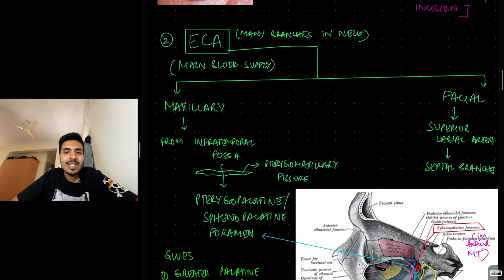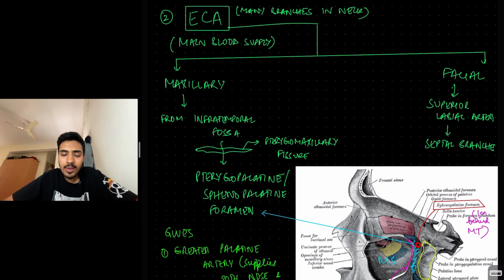Next, let's look at the external carotid artery. See, the external carotid artery is actually the main blood supply to the nose. The anterior ethmoidal artery and posterior ethmoidal artery, yes, they are from the internal carotid artery, but provide very little blood supply, mainly from the external carotid artery. Okay, now the external carotid artery also has two branches.